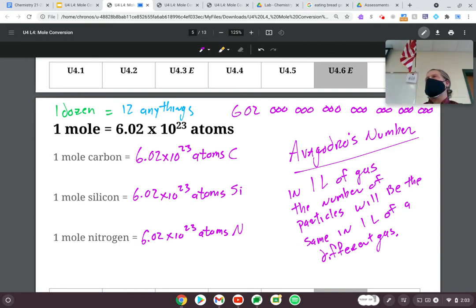And he didn't count atoms or particles. That was his thought or his theory. People thought he didn't know what he was talking about. But he ended up being right, though he passed away before he was able to be told that he was right. So we honor him with the number 6.02 times 10 to the 23rd atoms.